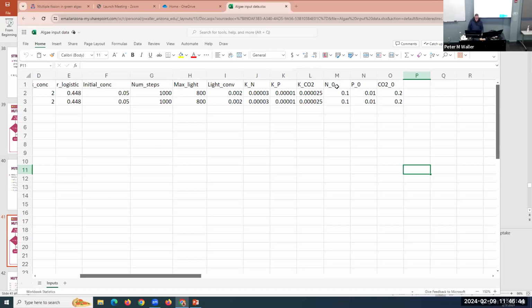So the initial nitrate concentration is 0.1 moles per liter. The initial phosphorus concentration is 0.01 moles per liter, and our initial carbon dioxide concentration is 0.2 moles per liter.